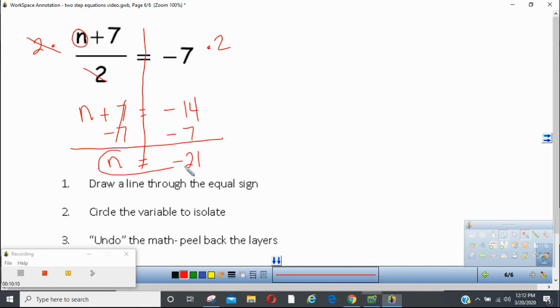I think I forgot to write the steps on the last one. So let's write our steps real quick. The first step that we did on this one was to multiply by 2. And then our second step was to subtract 7. And what I want you to see with these steps is that you can write this out. A lot of kids get scared of writing, but you can write these steps out.